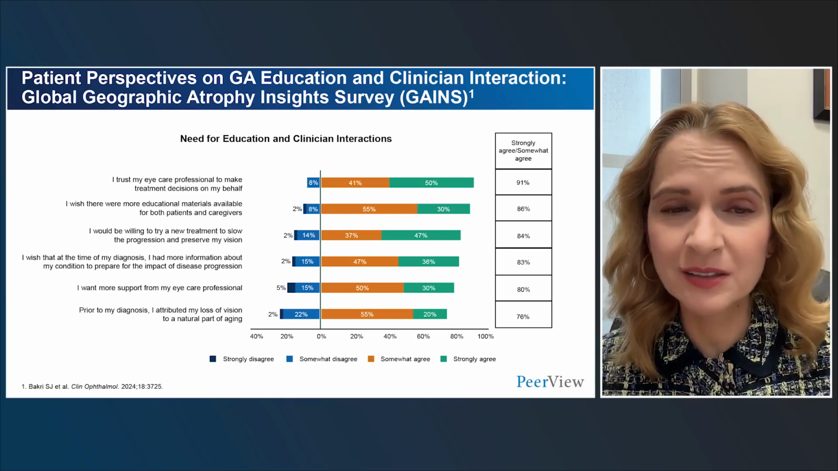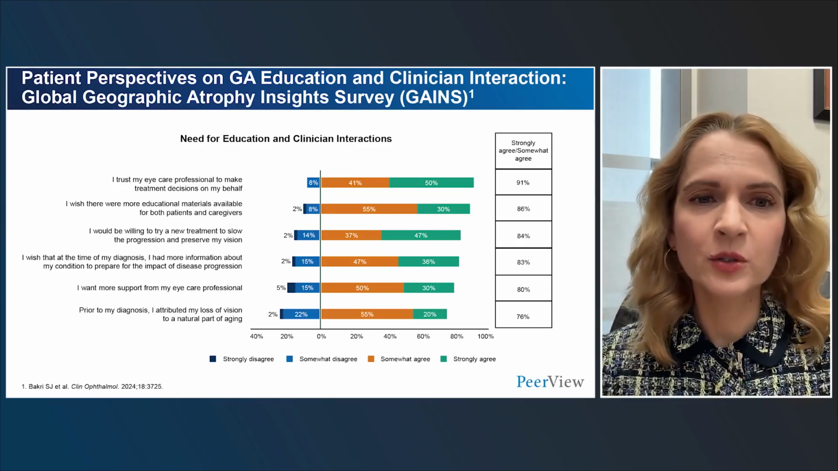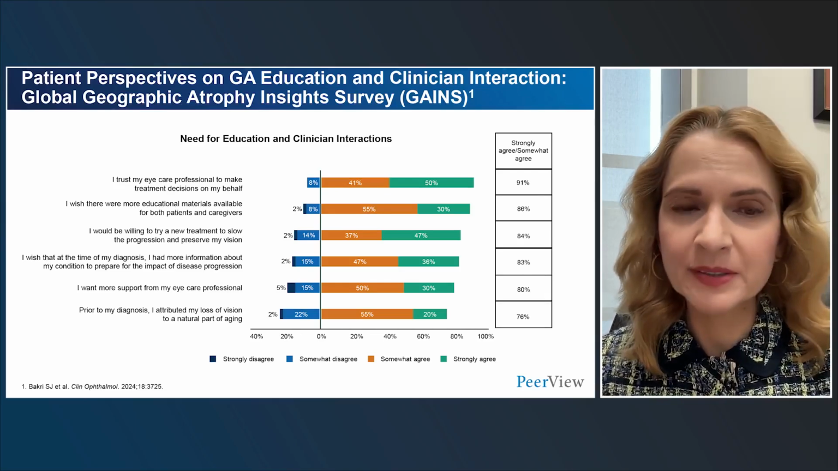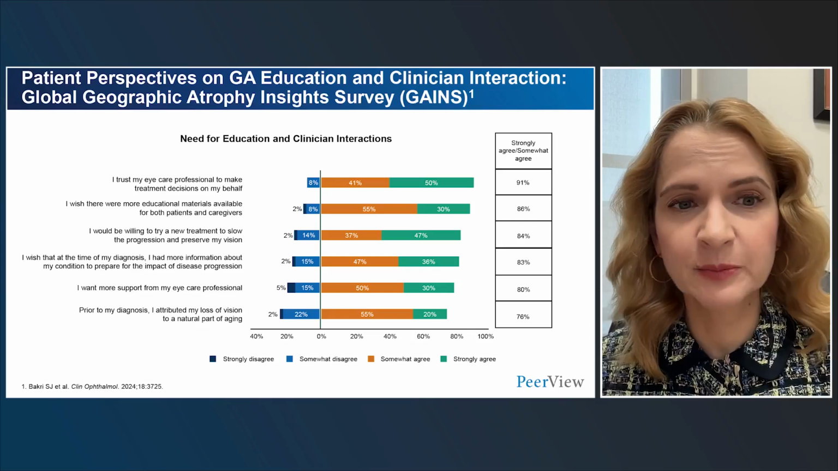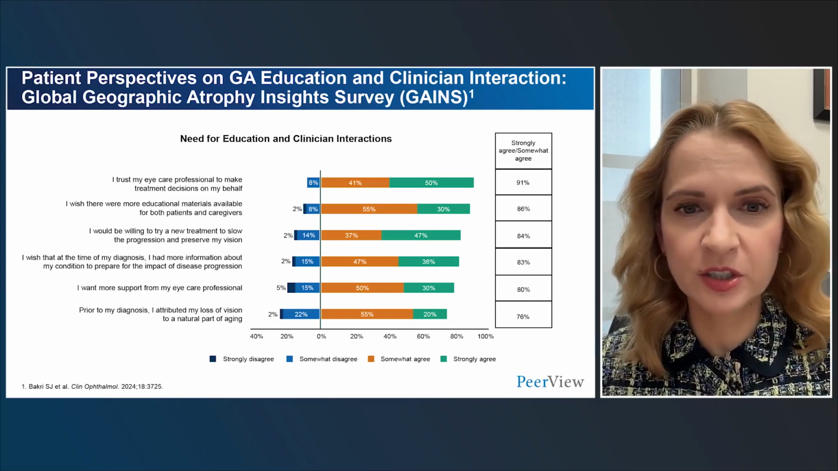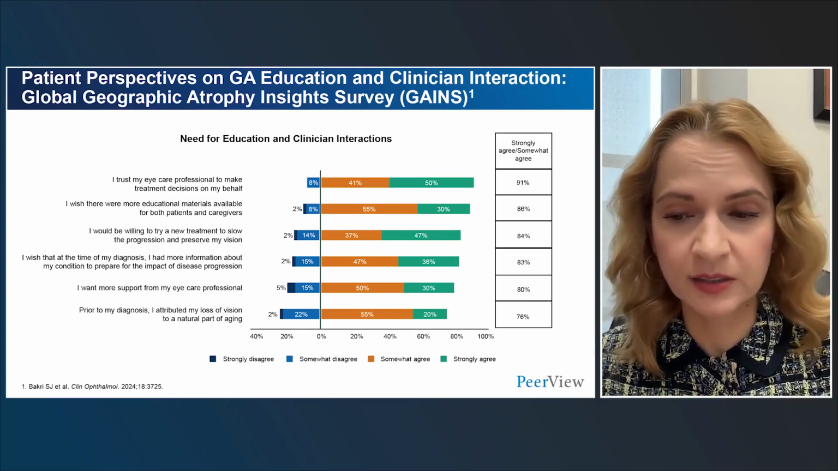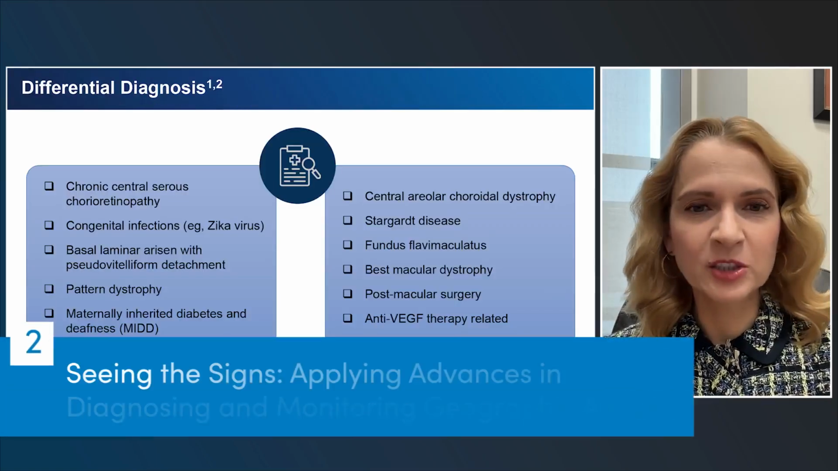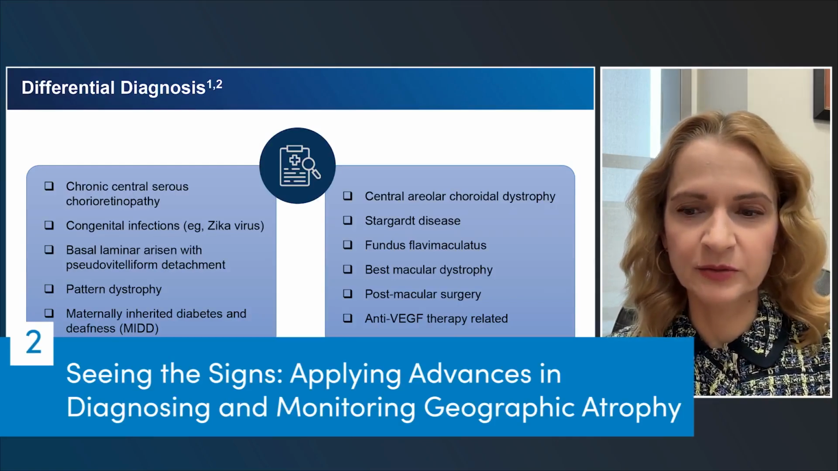83% wished at the time of the diagnosis that they had more information about their condition in order to feel prepared for the impact of disease progression. 80% wished for more support from the eye care professionals. 76% stated that prior to their diagnosis, they attributed the loss of vision to a natural part of aging, and they were surprised to find that this was not indeed natural. It was part of the disease. In this module, I'll review updates in diagnosing and monitoring geographic atrophy.